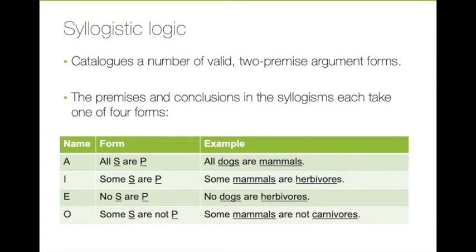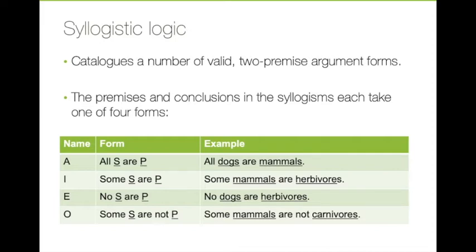The form I is some S are P, as in some mammals are herbivores. E is no S are P, as in no dogs are herbivores. And finally, O is some S are not P, as in some mammals are not carnivores. This is a statement where we actually have two logical words, some and not. Both of those have to occur to be an instance of this O form.